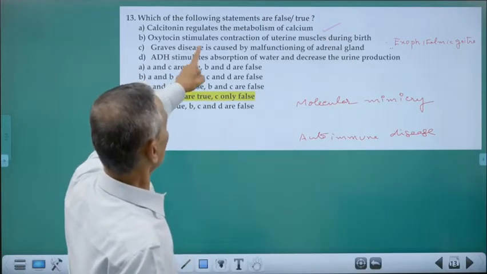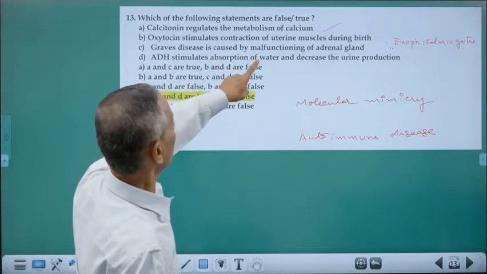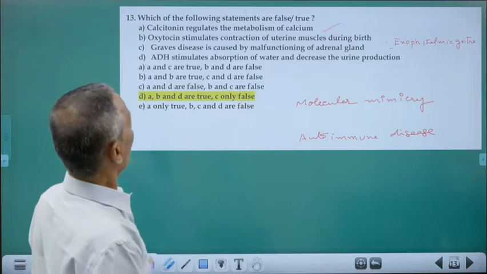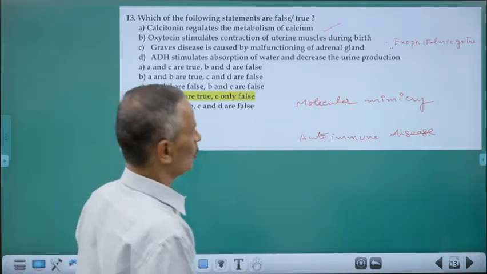Oxytocin stimulates the contraction of uterine muscle during birth. Yes. That's why it is called oxytocin, comfortable birth or easy birth.